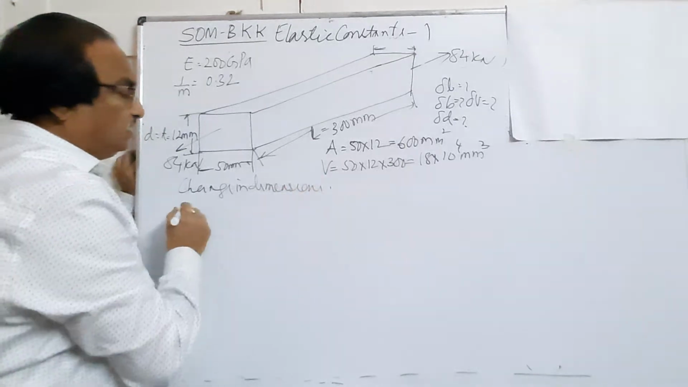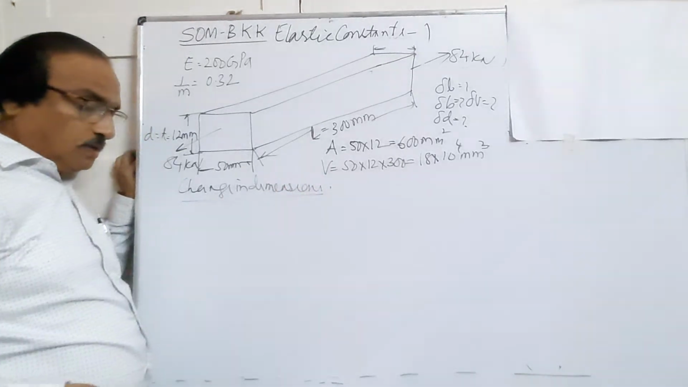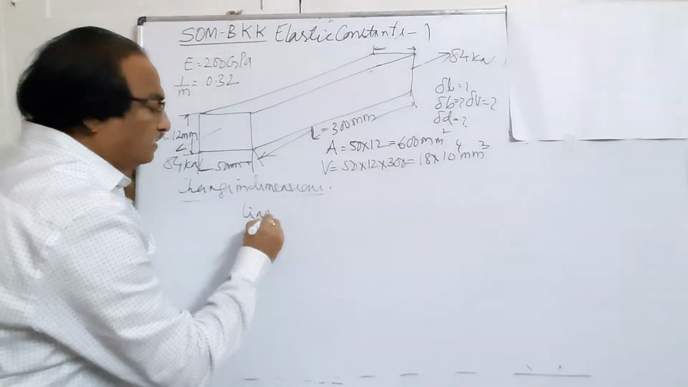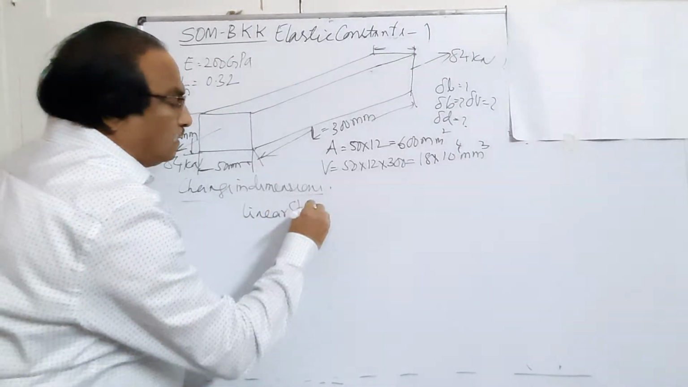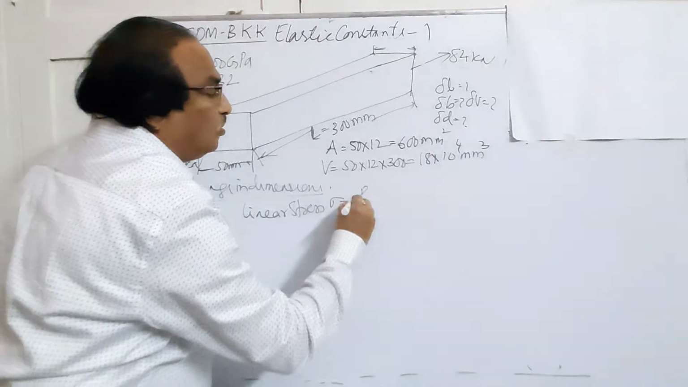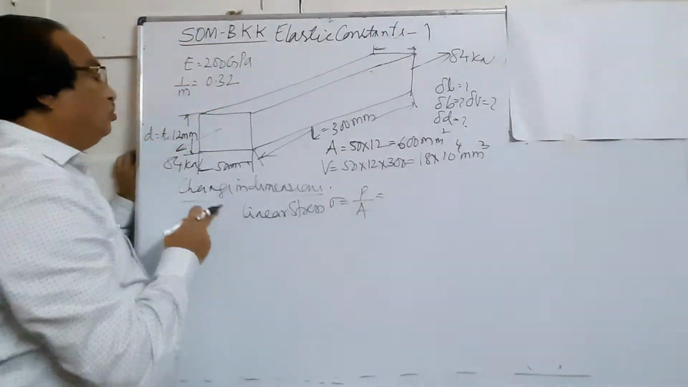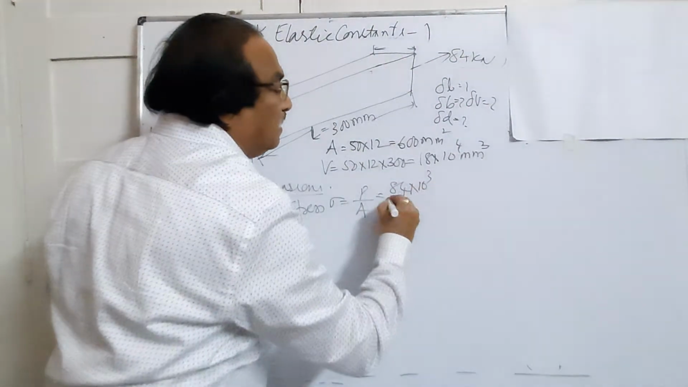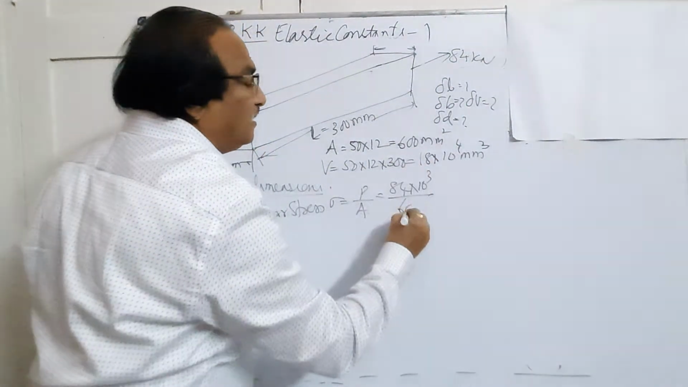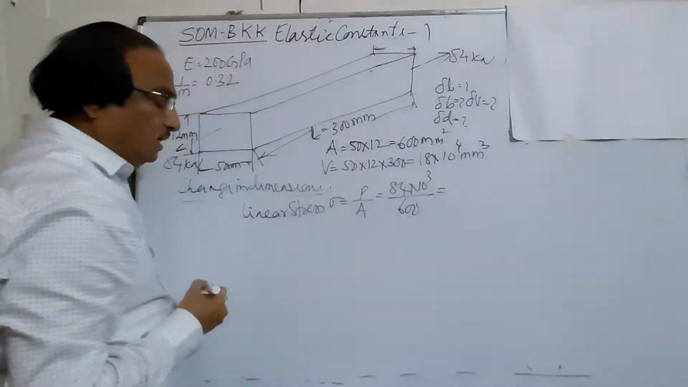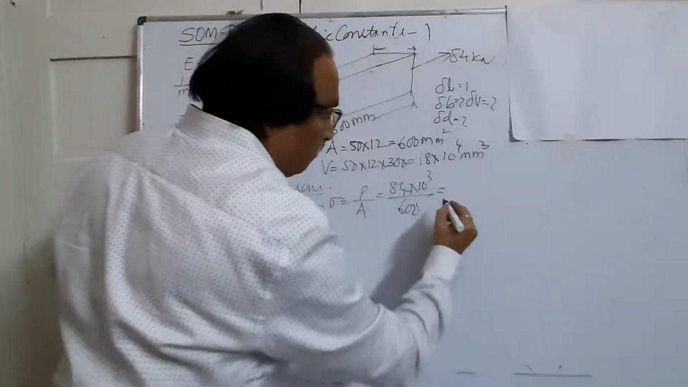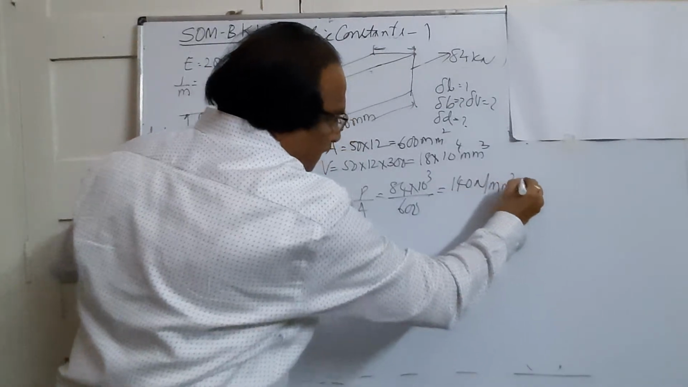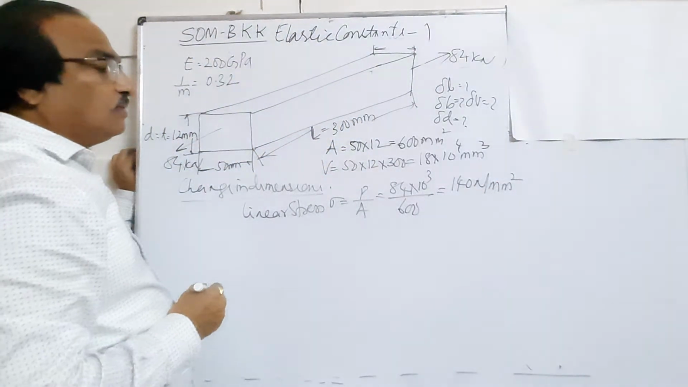We will find out the change in the dimensions. So first we will go for linear stress. We know stress is given by load by area. Load, what is given to you is 84, convert it in Newton, divided by area, which is 600. So you get the linear stress which is acting as 140 Newton per mm square.